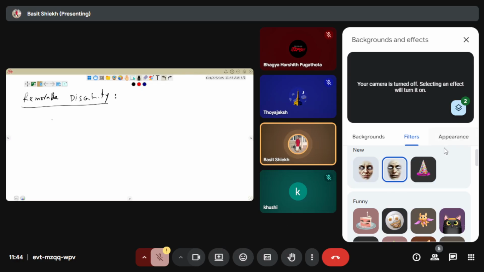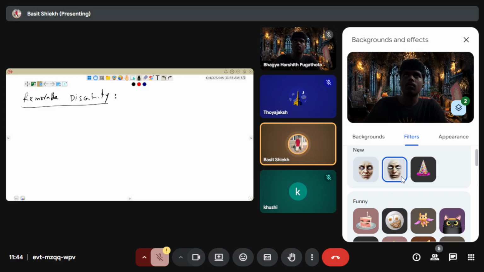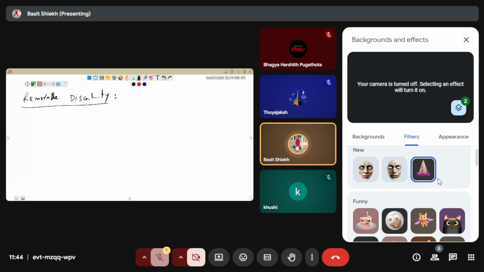We have removable discontinuity. If we can remove the discontinuity and make this function continuous at this point a, then we call it removable discontinuity.